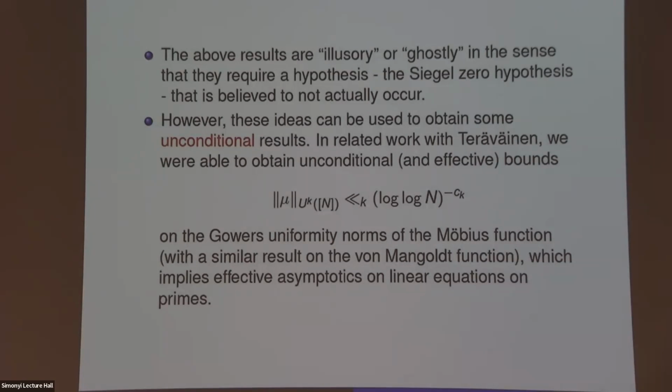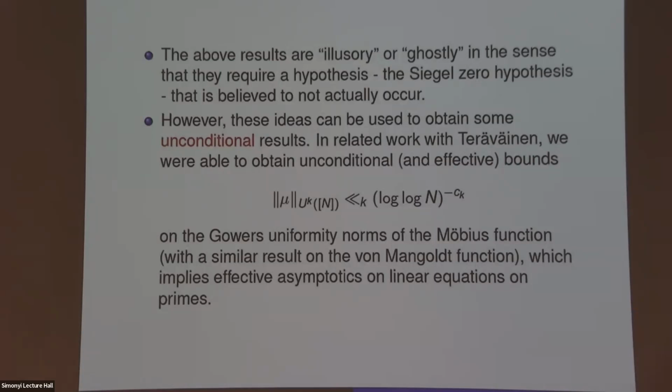All right, so these are our results. Now, there is the objection that's often raised in this particular corner of the subject that these results are kind of vacuous, in the sense that they rely on hypotheses which no one believes to exist. So these are sometimes called illusory results or ghostly results. I think sieves involving this sequence are sometimes called the illusory sieve.